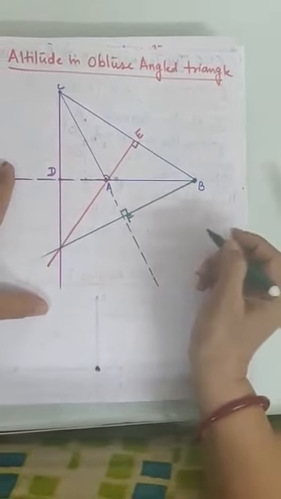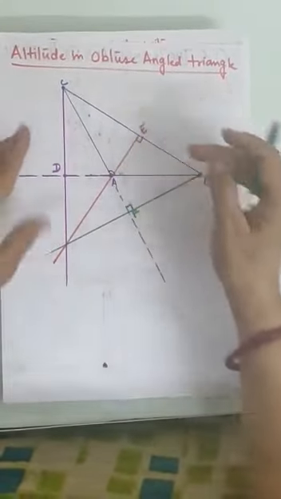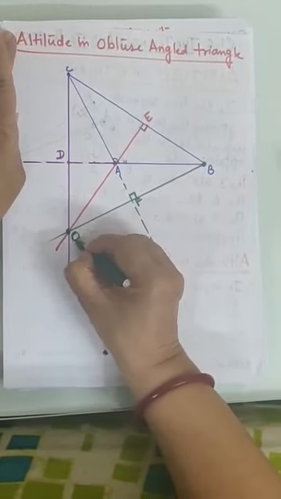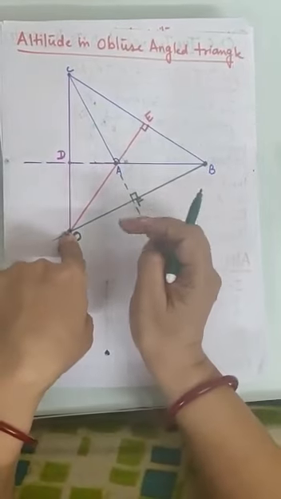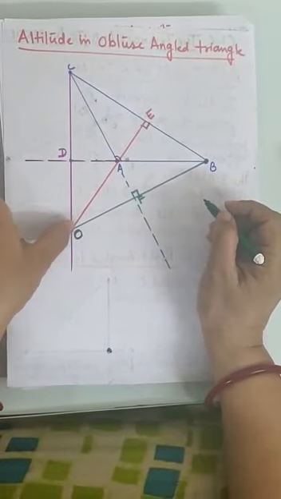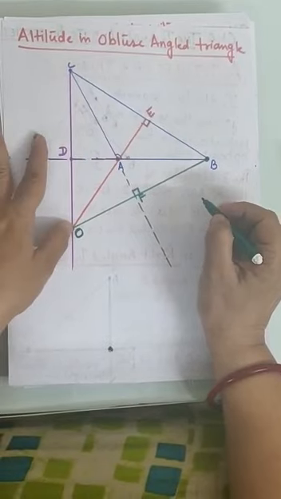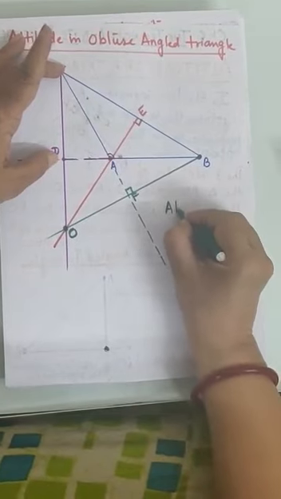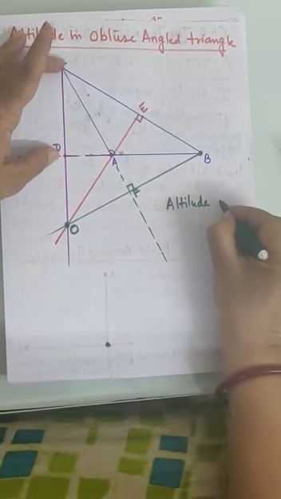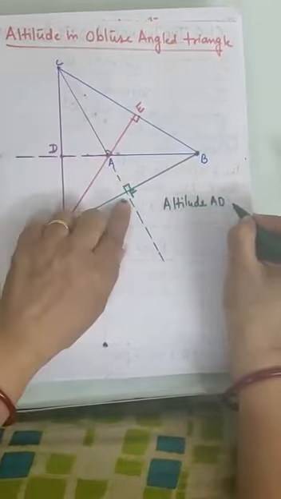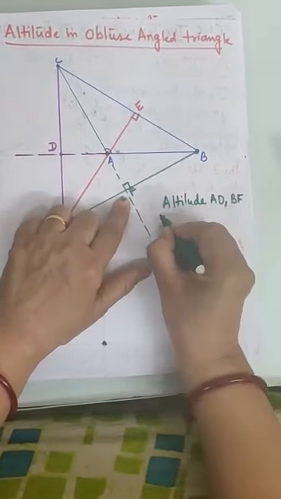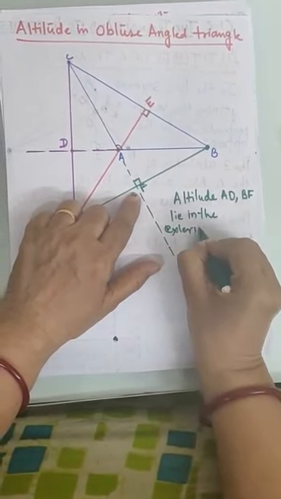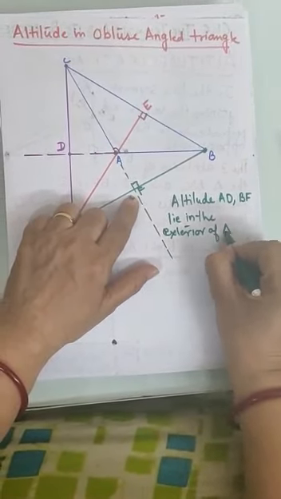Right. So we write here, and these three altitudes, see, when you extend these lines, they meet at this point O, and O is the orthocenter of the obtuse angled triangle. So here you see orthocenter lies in the exterior. And the two altitudes, see here, the altitude AD and BF lie in the exterior of triangle ABC.